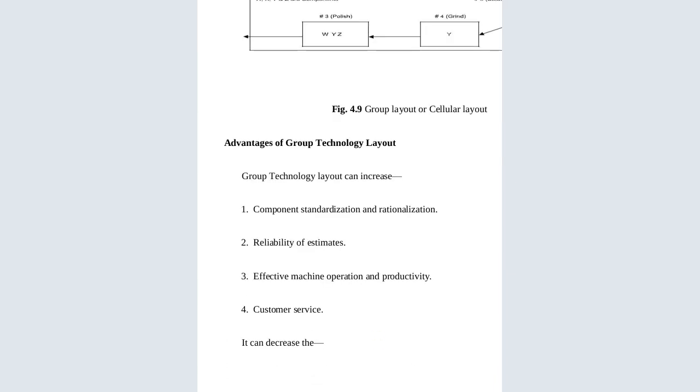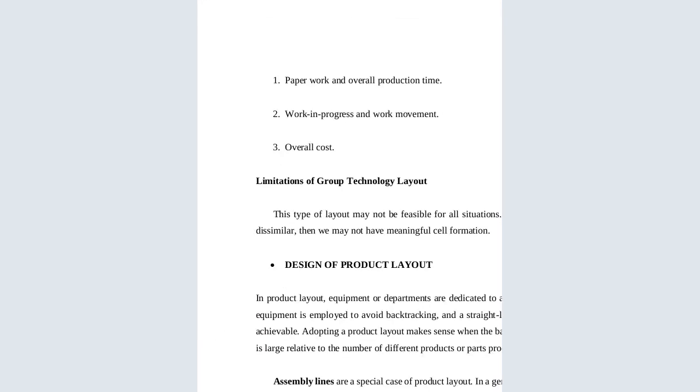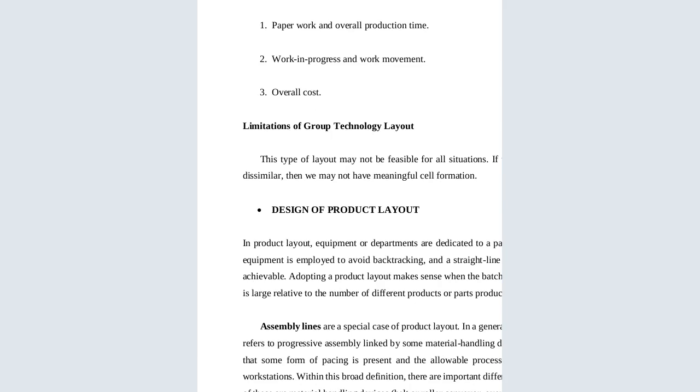Advantages are group technology layouts can increase component standardization and rationalization, reliability of estimates, effective machine operation and productivity, customer service, and then it can decrease the paperwork and overall production time, work in progress and work movement, and the overall cost.